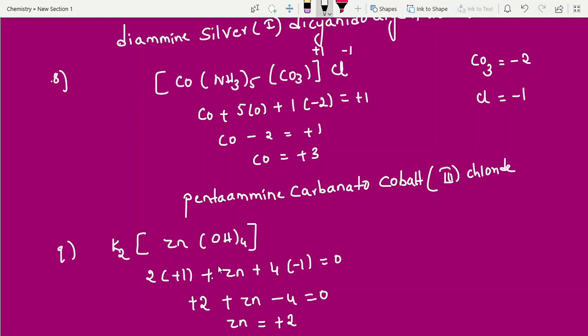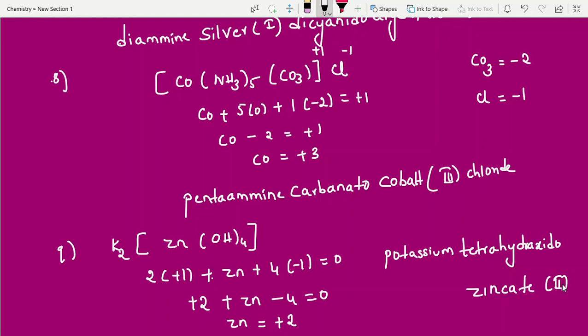Now what is the next point? We have to write the cationic part first. Write potassium. Next, tetrahydroxido. How many times here? 4 times. Tetra. What is this? OH minus. What we call it as hydroxido. Tetrahydroxido. Next, what is this? We call it zincate 2. Tetrahydroxidozincate 2. That's it.